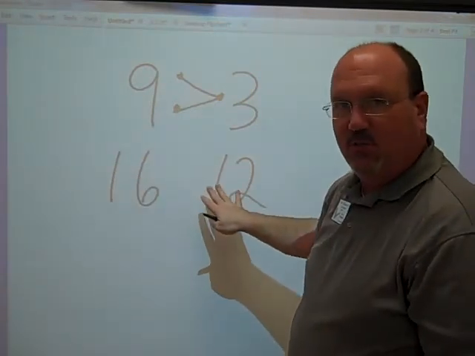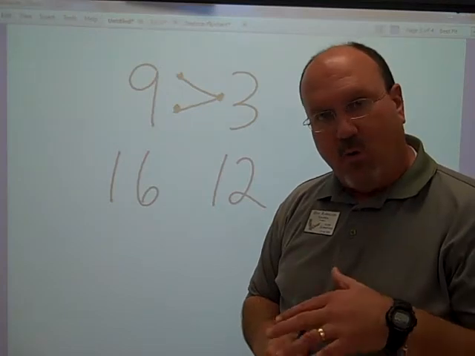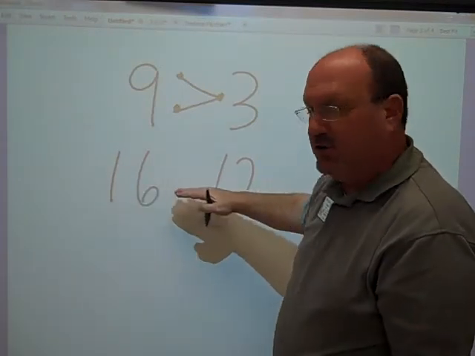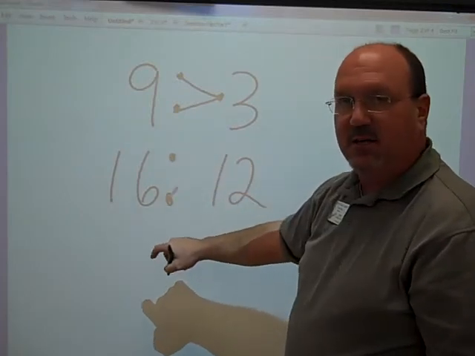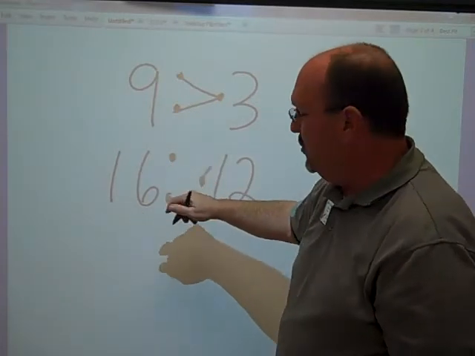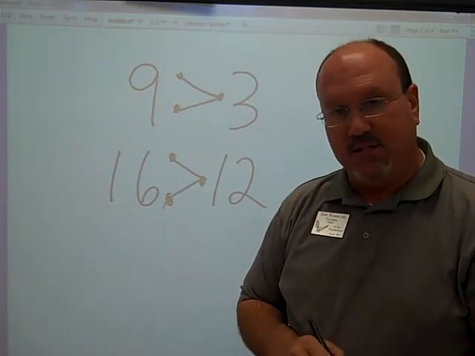Same thing with 16 and 12, still a pretty easy concept for kids to get, but it's still good to practice the inequality symbols using the 2 dot method. We know that 16 is larger than 12, so we put 2 dots by the 16 because 2 dots is bigger than 1 dot. Connect the dots and you have an inequality. 16 is greater than 12.